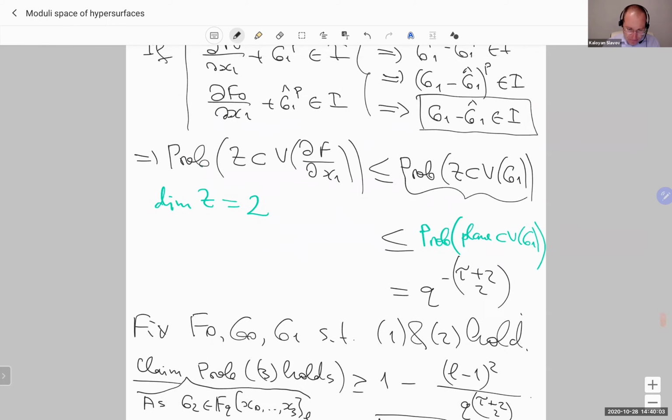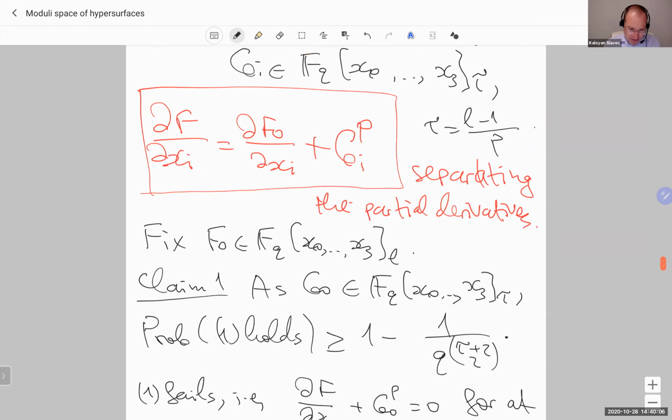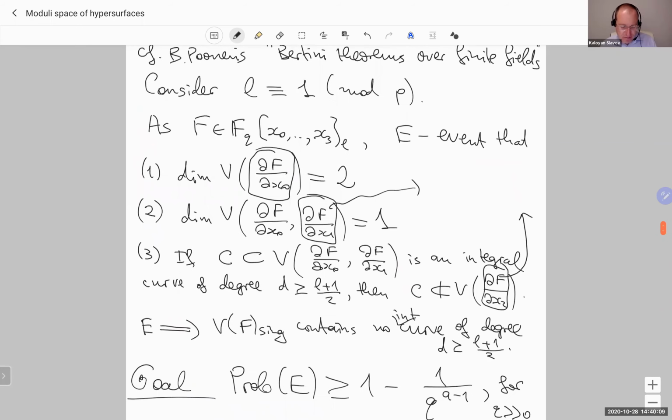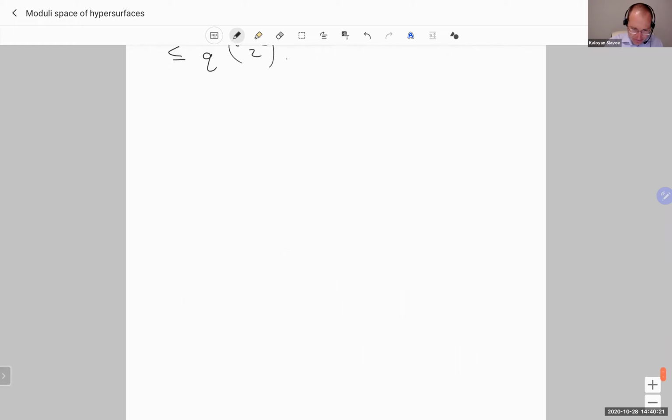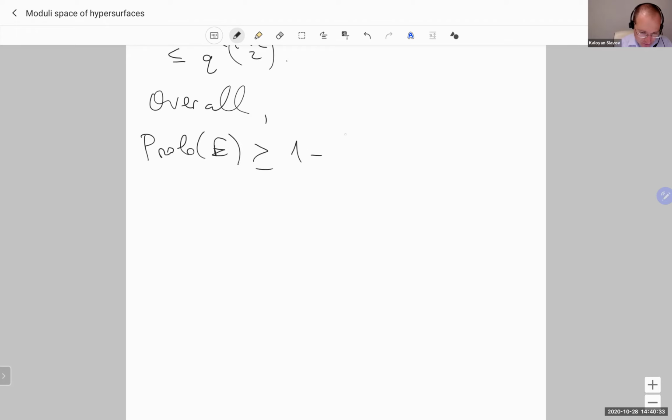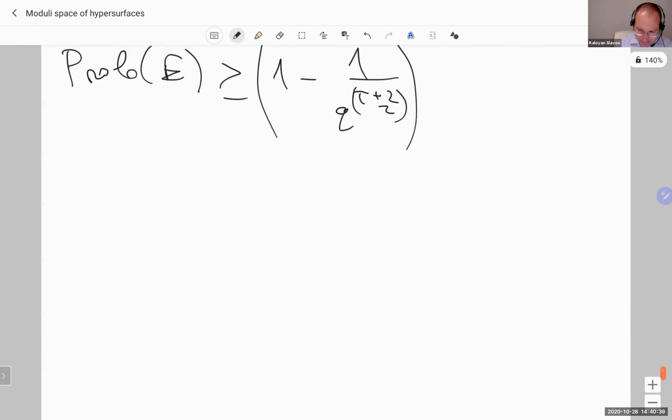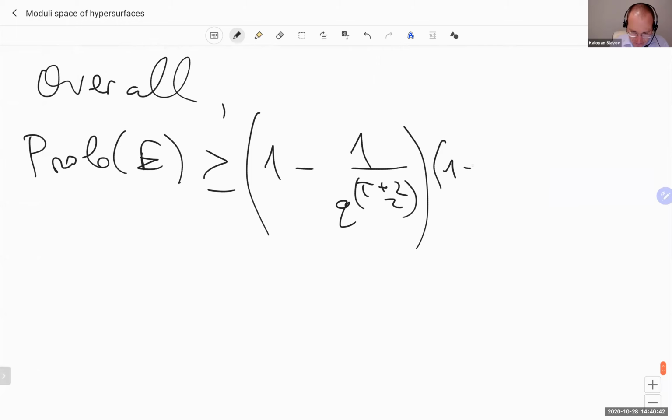We have lower bounds for the probabilities that 1, 2, and 3 take place. So many choices, you fix F0, many choices of G0 will guarantee 1. After it's chosen, many choices of G1 guarantee 2, many choices of G2 guarantee 3. So altogether, let's see, overall, the probability that E takes place is greater than or equal to 1 minus 1 over Q to the (tau plus 2 choose 2). This is choosing the first one. Then 1 minus (L minus 1) over Q to the (tau plus 2 choose 2).